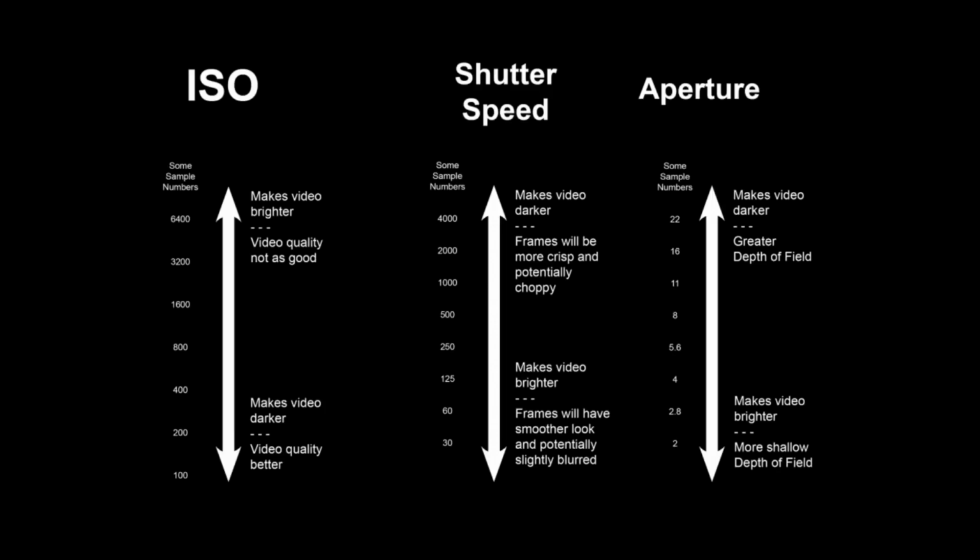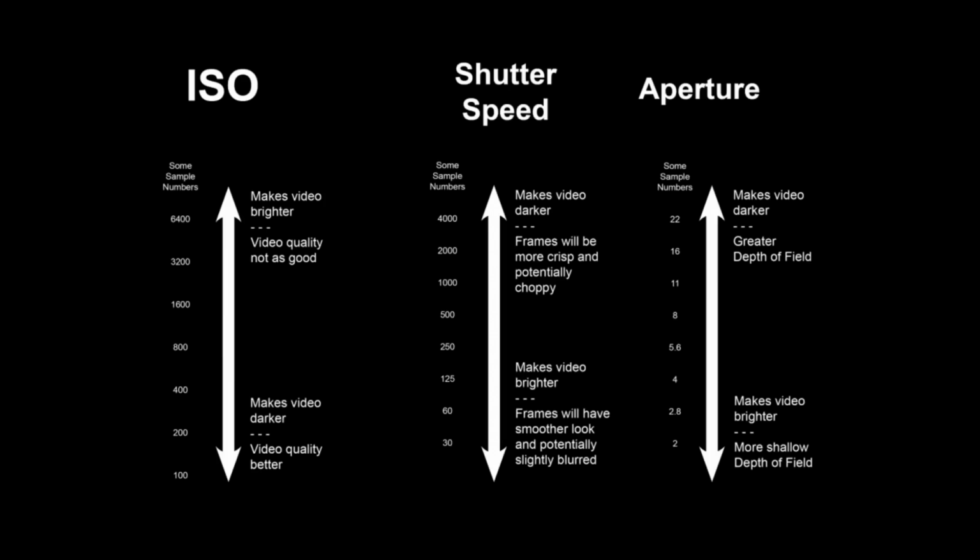If we take a look at shutter speed, now shutter speed's a little bit different with photography than it is with video. But as a general rule, you want your shutter speed to be roughly twice as fast as the frame rate that you're using max.